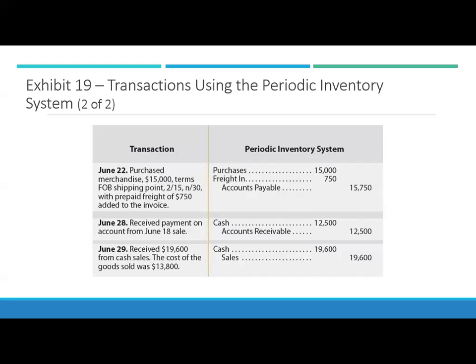So they purchase more inventory, and if there is freight related to the purchase, for example, if they're purchasing inventory FOB shipping point, the buyer is responsible for the freight. They have to record purchases for the amount of the inventory that was purchased, freight in a debit of 750 for the freight cost, and then credit accounts payable. Collecting accounts receivable is the same, and then cash.